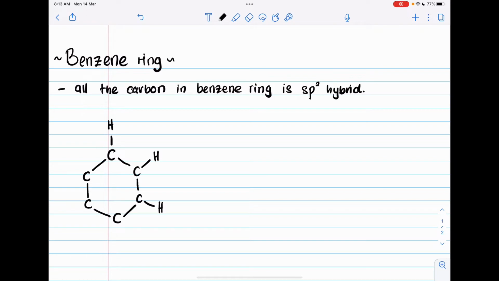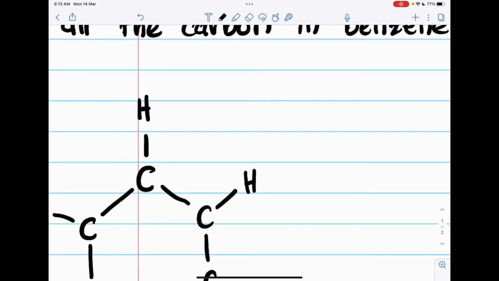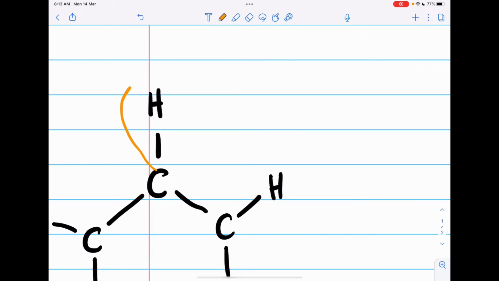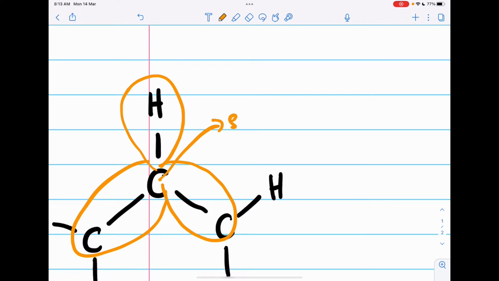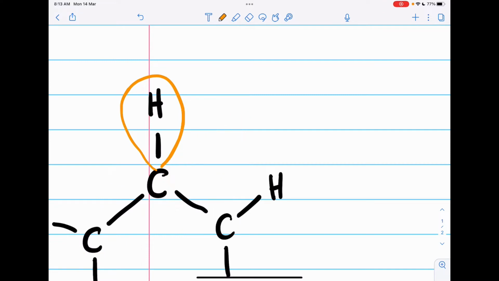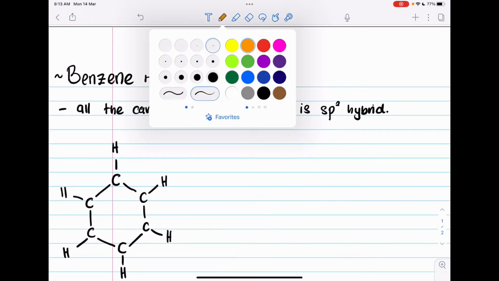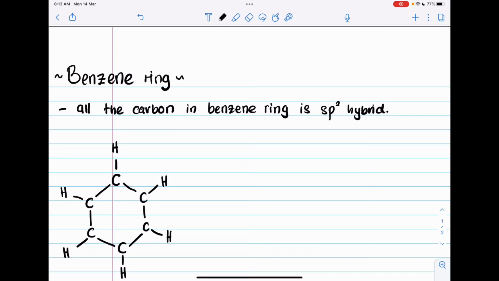Okay, and then I told you before that each of the carbon is having one hydrogen. So kalau kita lihat lah kan, yes indeed this is sp2. Sebab dia ada 1, 2, 3. So this carbon is sp2. Macam tu kan? Okay. So that's why we call it sp2. Cuma mari kita, Madam nak explain dengan lebih lanjut kenapa dia sp2.